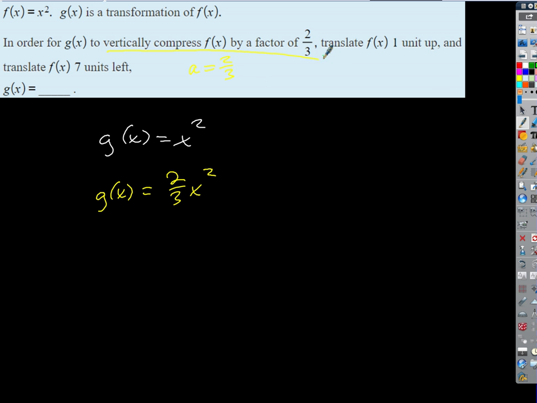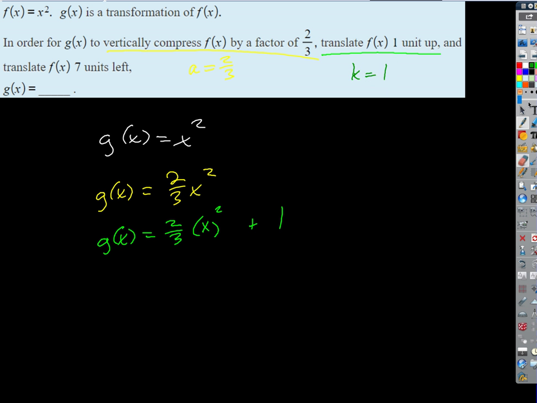Next step. Translate 1 unit up. So put x in parentheses, close them, and then square it. Okay, and then where does this go? Outside, so plus one, so that's really a value of K, isn't it? Right? Because that's the part that goes outside.